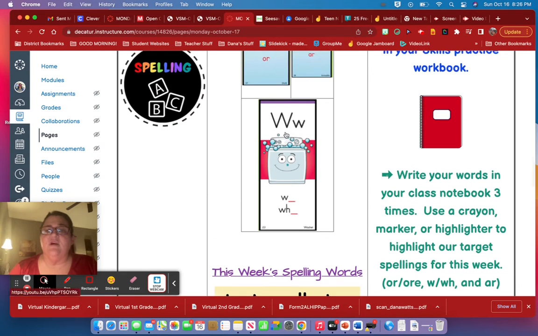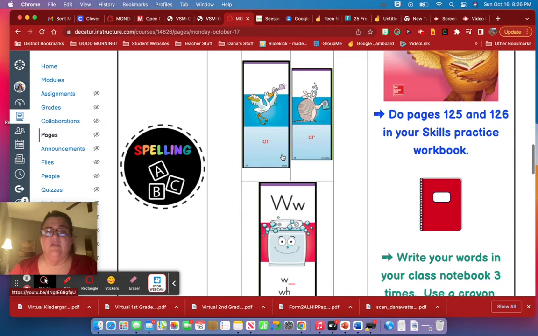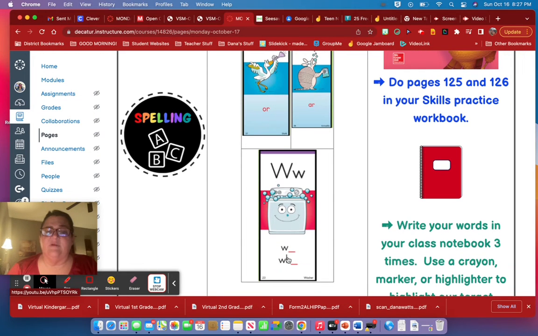So make sure on your own today, you click on each one of these cards and listen to the sound spelling story. Listen for the words that start with the letter W, like washing, washer. Listen for the words that have OR, like stork, and listen for words on the AR card that have AR, like armadillo. So we've got our stork card, and that's OR, our armadillo card, and that's AR, and then our W card for W and WH, our w sounds.